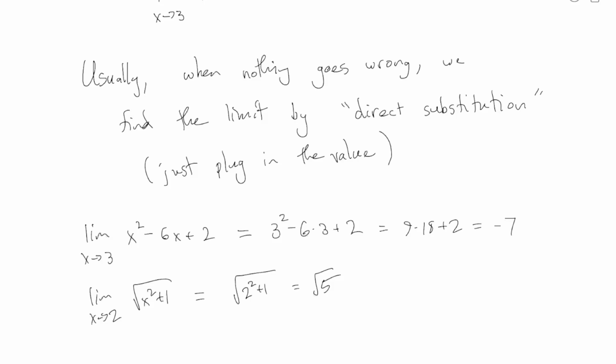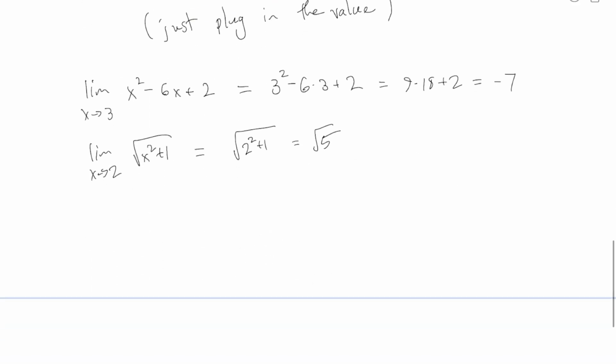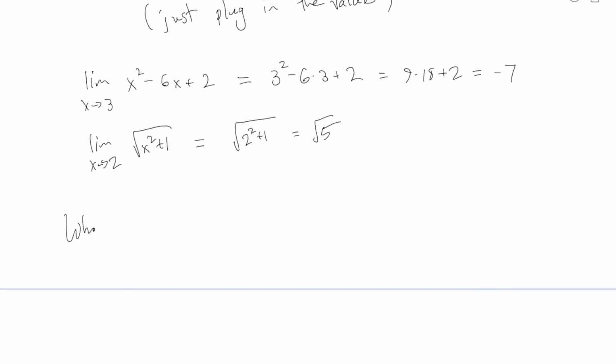Now, I said that this is the way to do it when nothing goes wrong. So let's talk about what could possibly go wrong when you try to do a limit in this way. Well, there is one major thing that could go wrong. So what could go wrong?